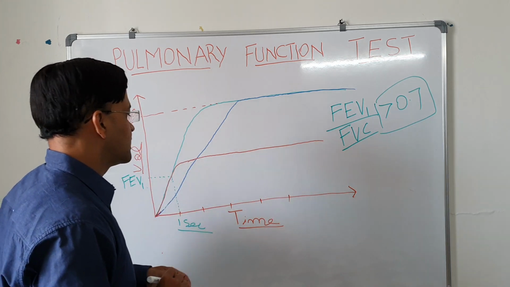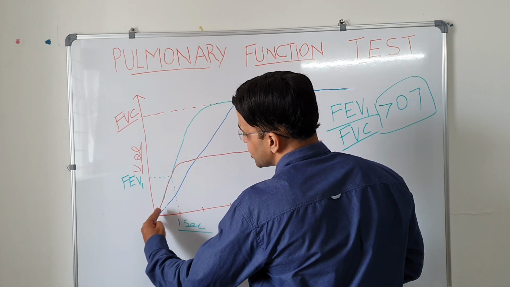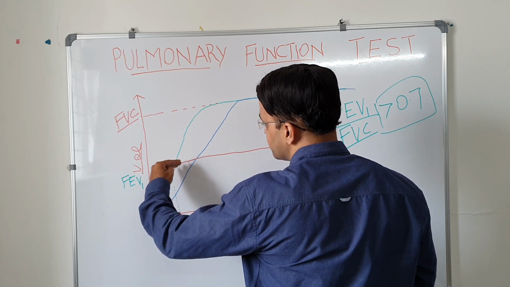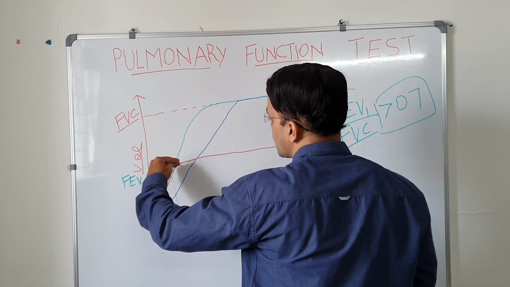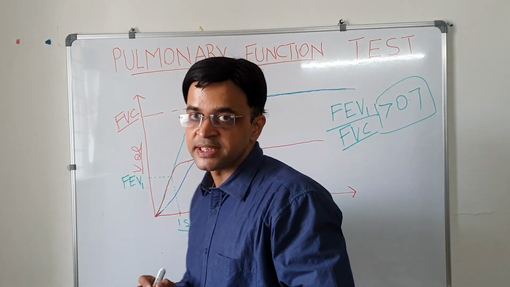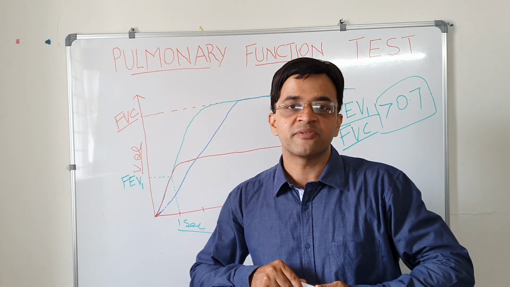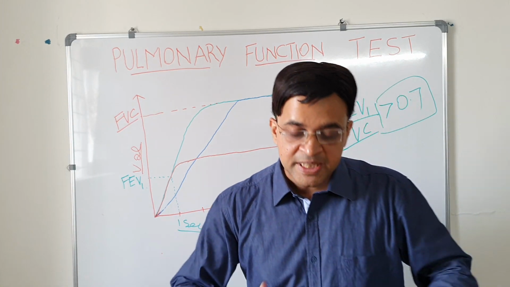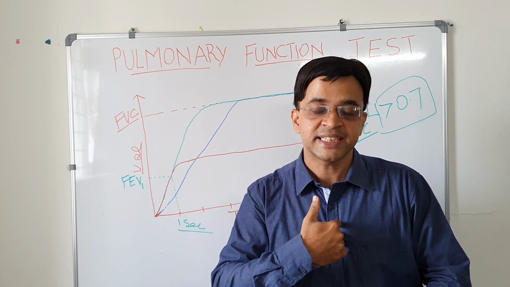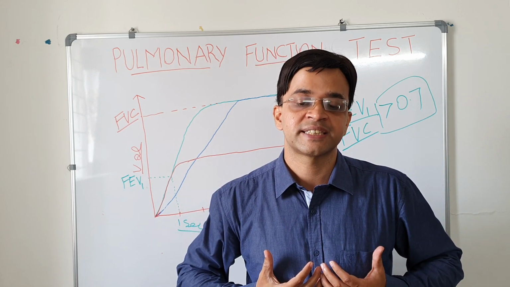Now in this, there is no problem in flow rate. The initial flow rate is same as the normal, but the patient is not able to exhale whole of his lung volume, and it plateaus much below this level. So what does this graph mean? This graph means that there is no problem in flow of air coming out and in, but yes, there is a problem in the overall capacity of the lungs.